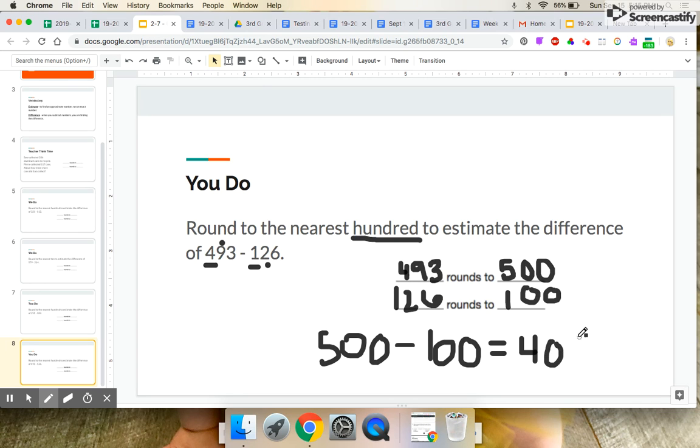Hopefully that's becoming easier for you. The more practice you get with rounding, the better we'll get. And again, this can be helpful just to see about what your difference might be.